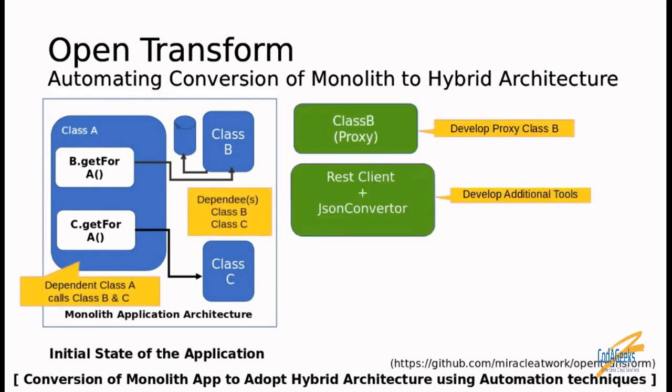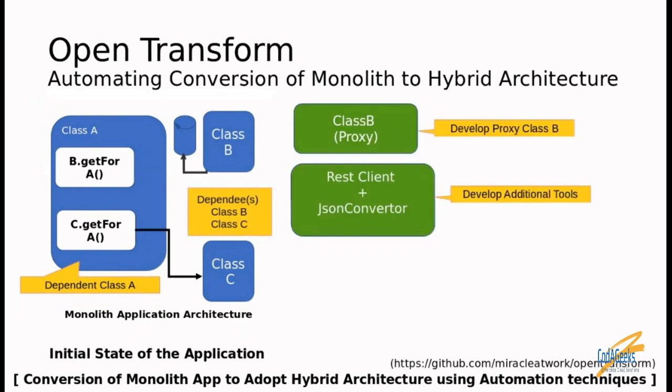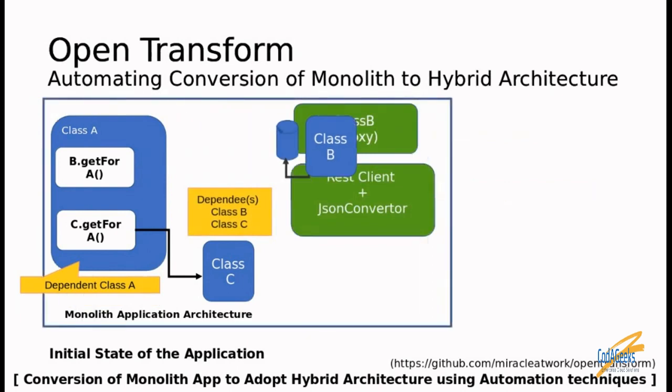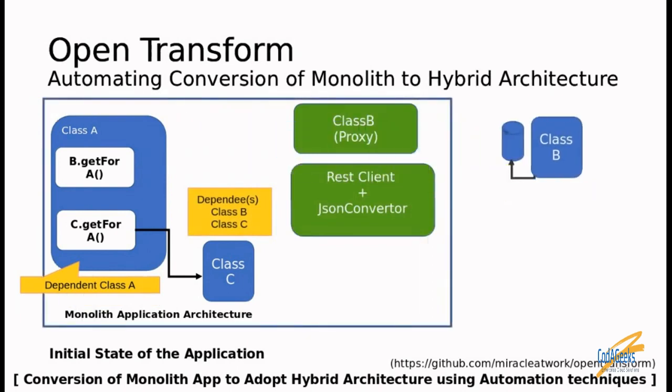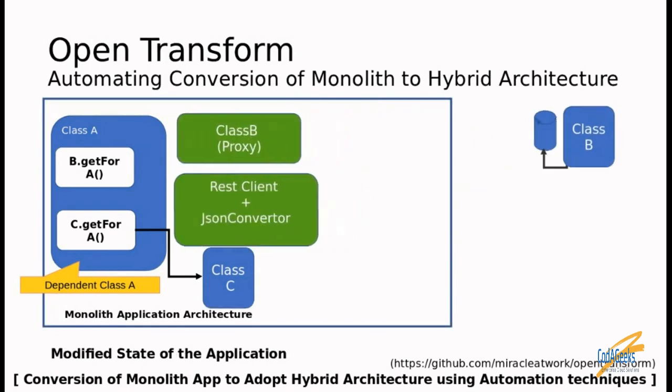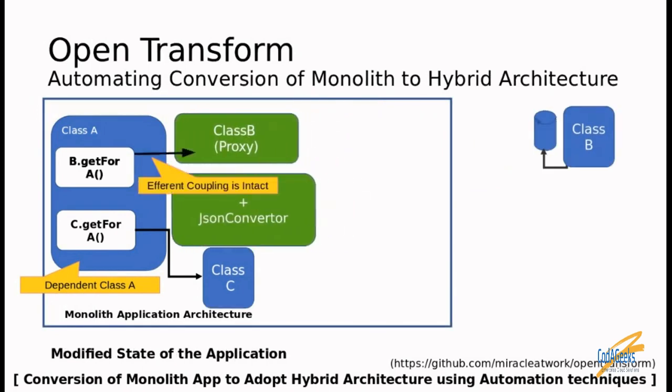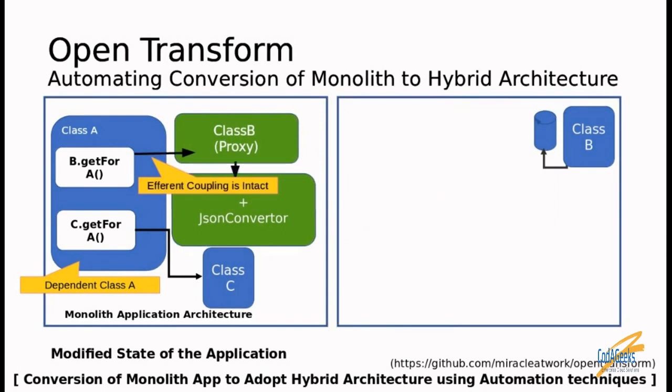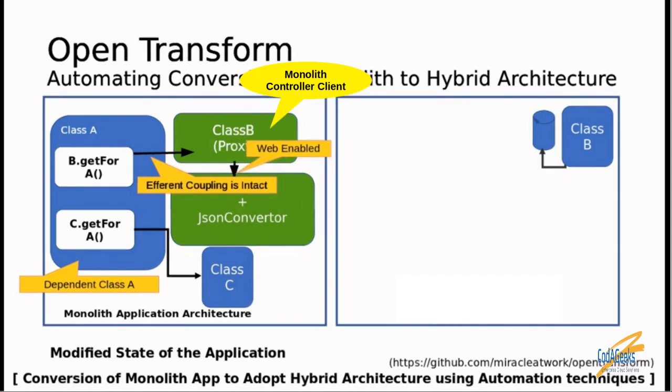We add proxy of Class B to the monolith application, with the same method syntax as Class B. We also add REST client and JSON converter classes to monolith application. Hence, the Class B proxy is now web-enabled. It is capable of making the REST call for all upstream calls done by Class A. The efferent coupling of Class A is still intact. This Class B proxy is called controller client, as it will connect to a REST endpoint to serve the business functions of Class B. We then slice Class B.